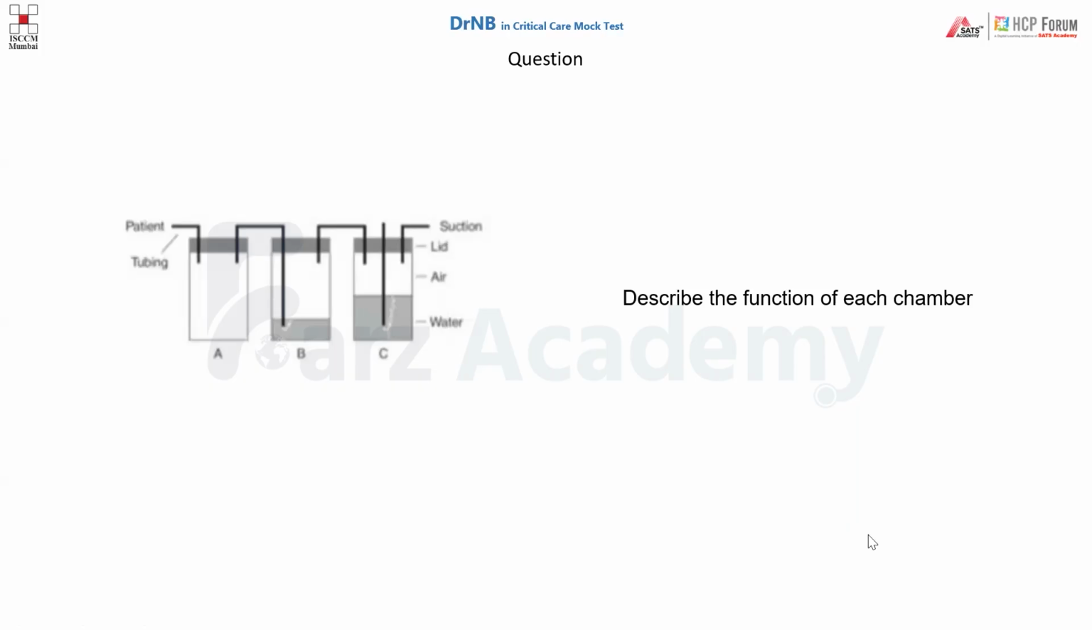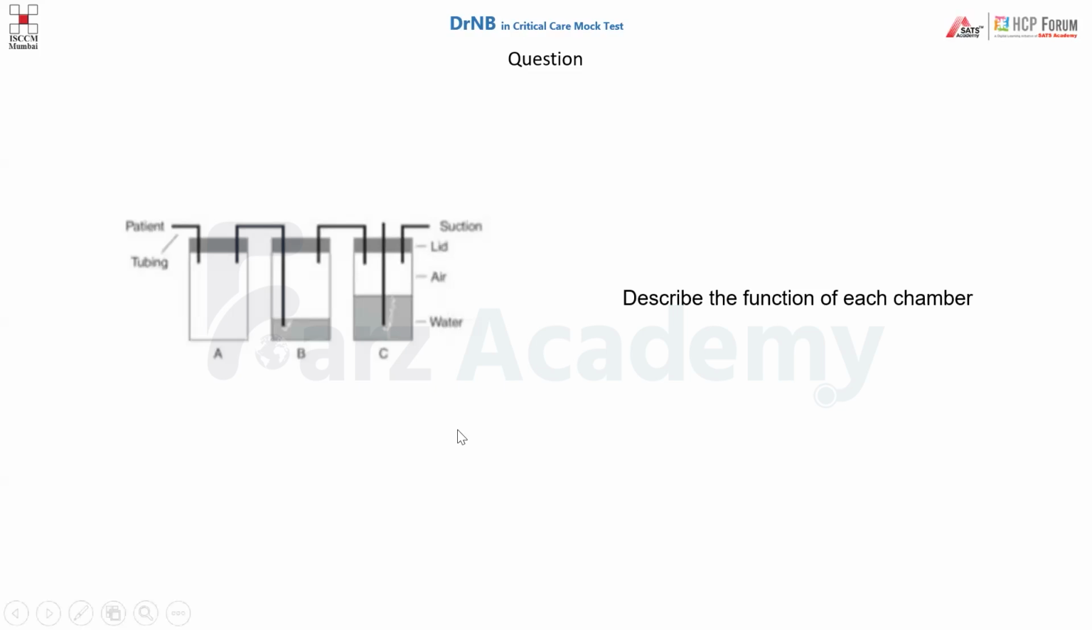Okay, let me try. Chamber A traps fluid from the chest, effusions, blood. Then chamber B traps the air. Chamber C is the underwater seal to prevent air from getting into the system.